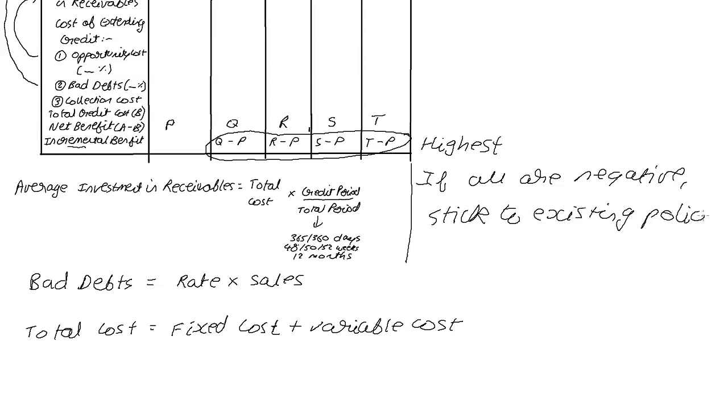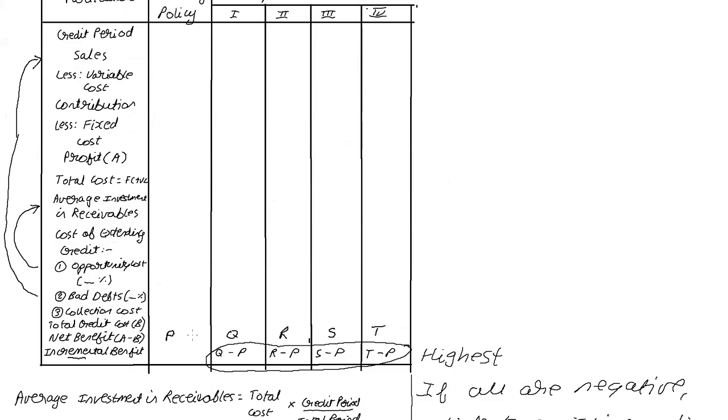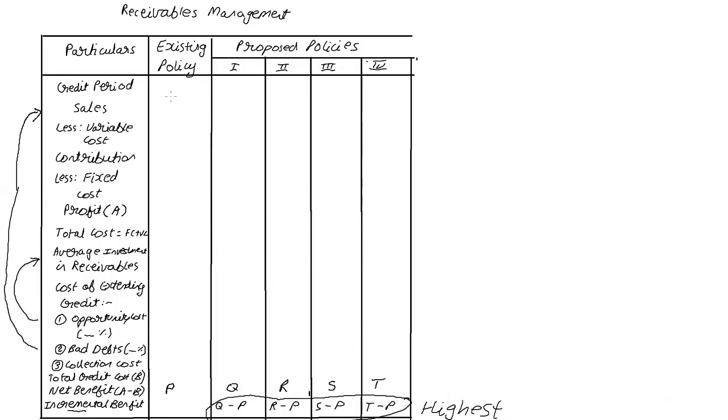Because once you are done solving the sum, you'll have to write a sentence. Now, whichever is highest, you actually have to say, therefore, the management is advised to take proposed policy 3. Or, therefore, the management is advised to remain with the existing policy because the incremental benefit of the proposed policies are negative. Okay, so depending on your answer, you have to give that one sentence, which you get 1 mark for.